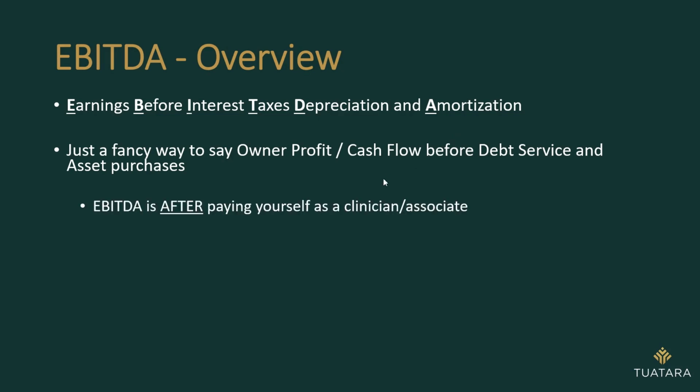It is important to know that EBITDA, or again, owner profit, is only after you pay yourself as a clinician or an associate. So a moment ago, I mentioned that maybe you've agreed to pay yourself and your associate 32% of production as partners. Well, we can only calculate the EBITDA after we consider that 32%.